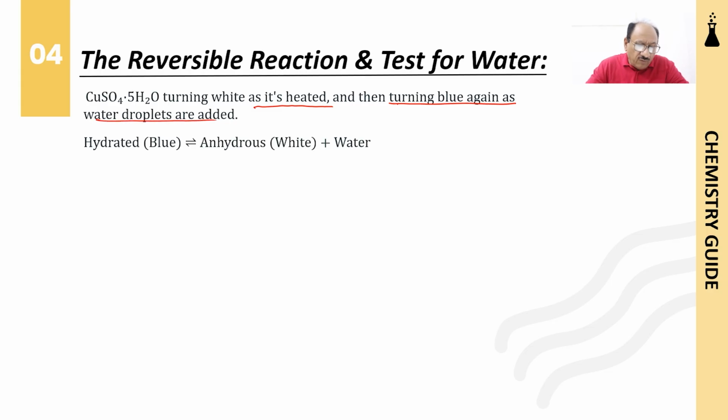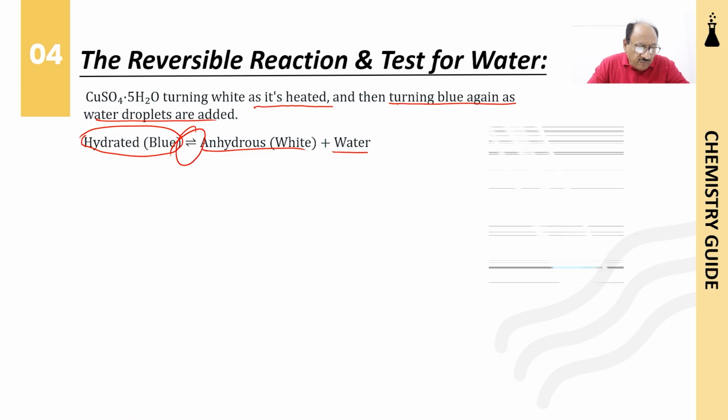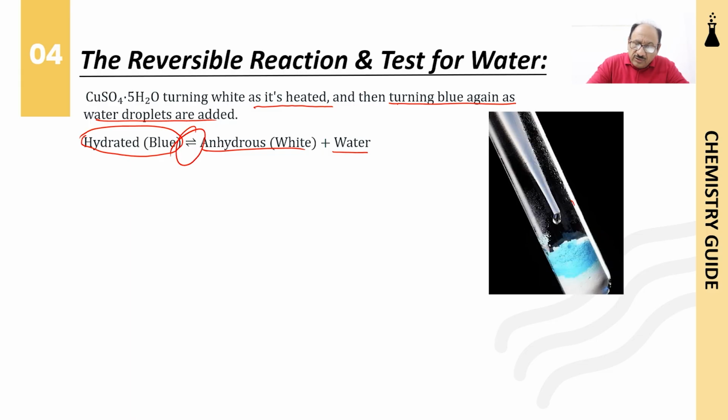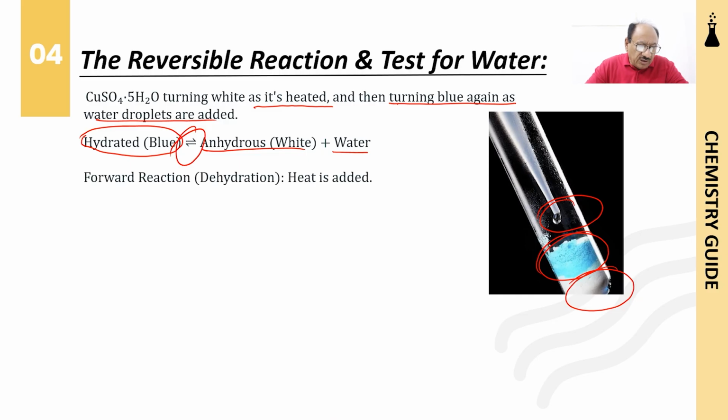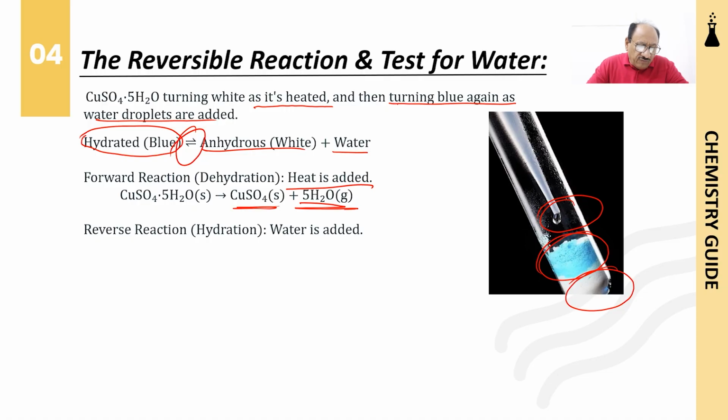So we can write the equation: hydrated copper sulfate will be blue, anhydrous will be white, and water will be removed. Keep in mind, this is a reversible reaction. If we add water to the anhydrous white solid, we get the hydrated one, and its color changes. Forward reaction, dehydration: when heat is added, water is removed, and copper sulfate solid remains in powder form. Next, the reverse reaction: if we hydrate, water is added, and again we get hydrated copper sulfate.